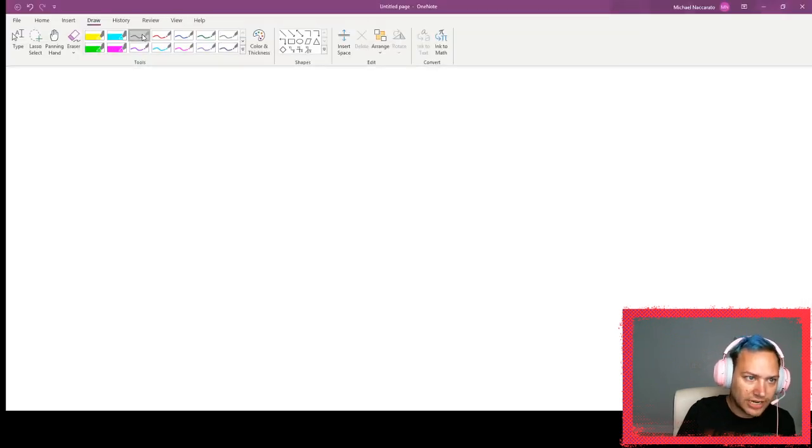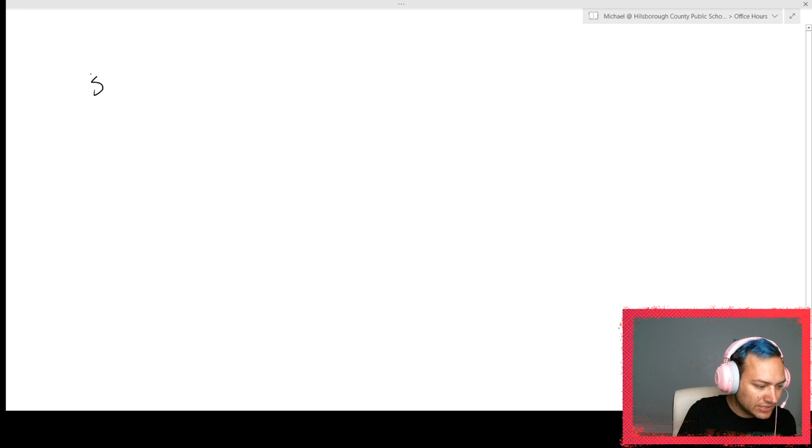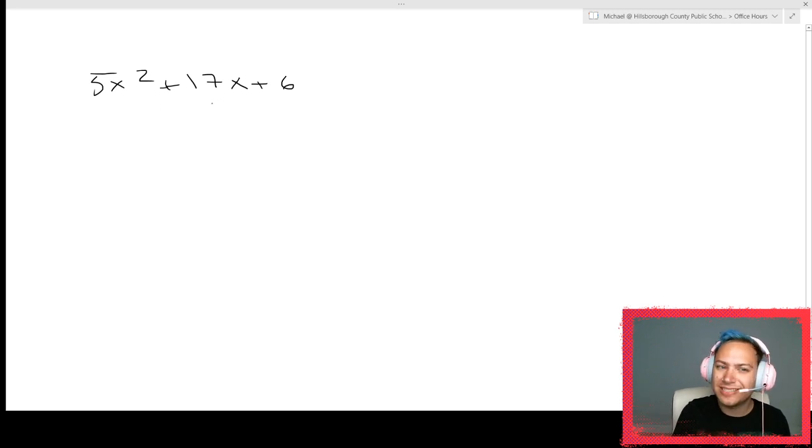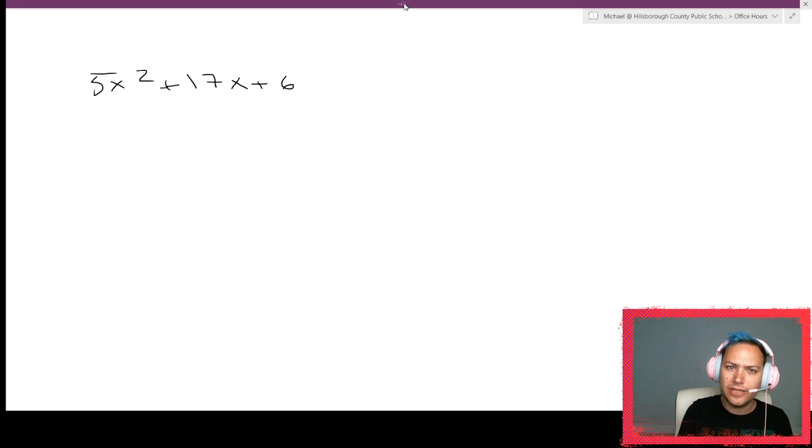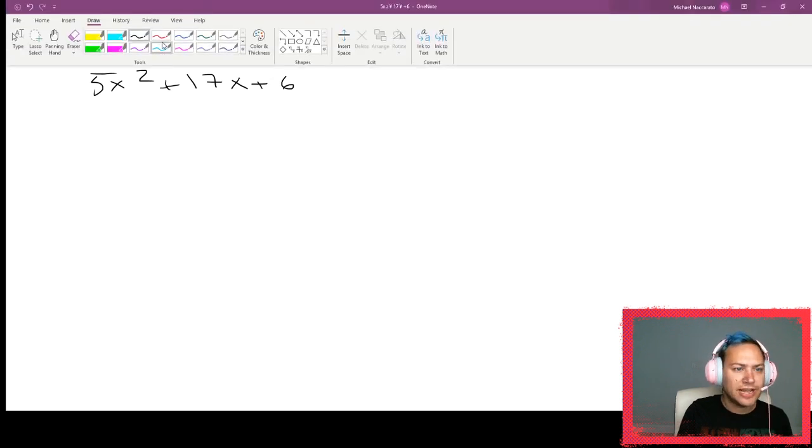We are going to have a quadratic again, just like I just had. The difference this time is 5x squared plus 17x plus 6. When you look at this, there is no GCF, right? The only thing 5 is divisible by is 5, but that doesn't divide into 17 or 6. So I can't do this one by the same properties. I can't use the GCF to do it.